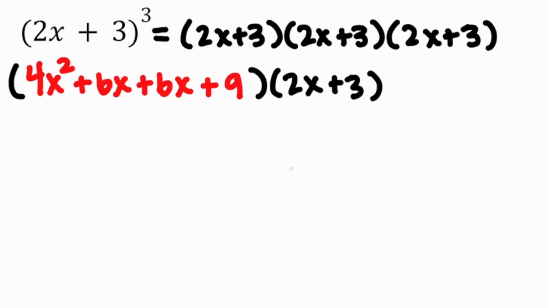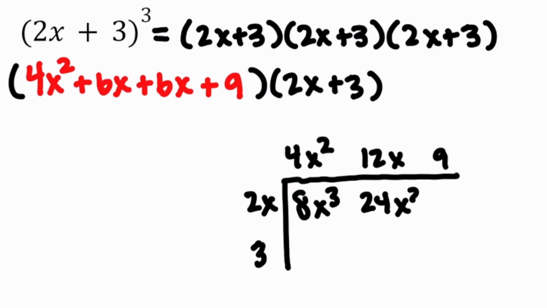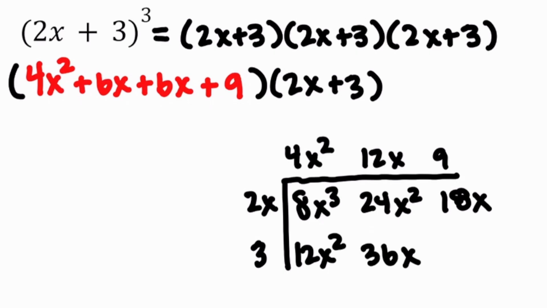Now, if I collect this, I would have 4x squared plus 12x plus 9. So I'm going to write that out, set up for a little box multiplication. I'm multiplying by 2x and a positive 3. So 4 times 2 is 8, 3 powers of x; 24, 2 powers of x; 2 times 9 is 18, and an x. 3 times 4, 2 powers of x; 3 times 12, 1 power of x; and 3 times 9 with no powers of x. Okay, so now I've multiplied it out.